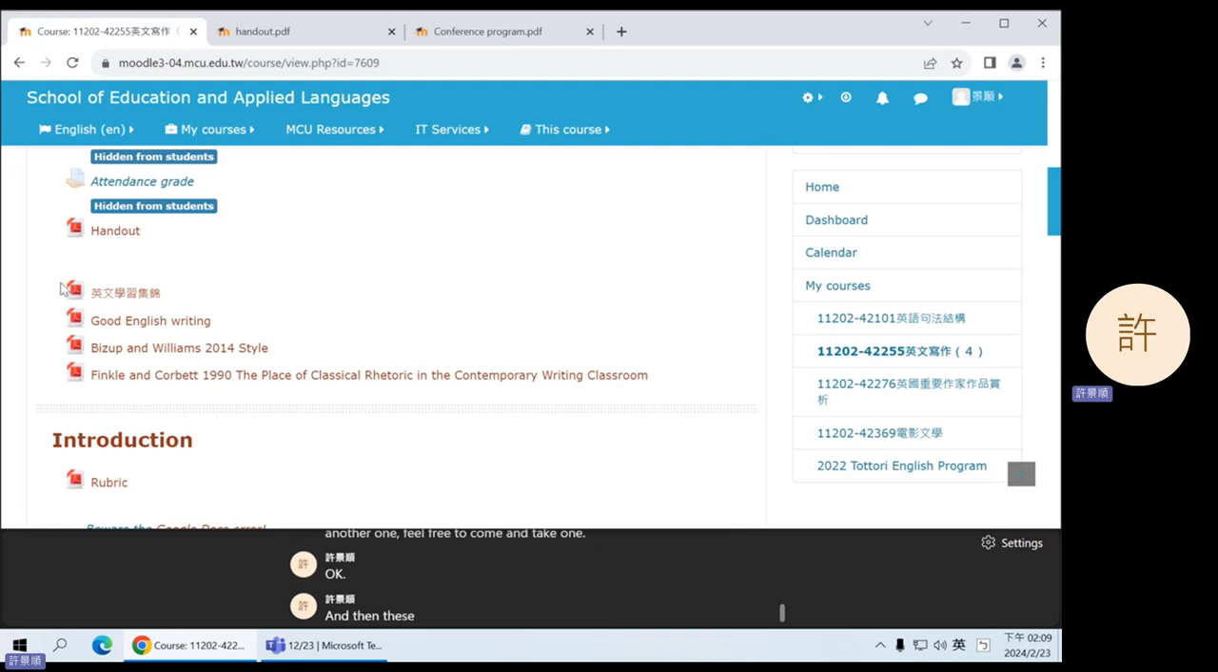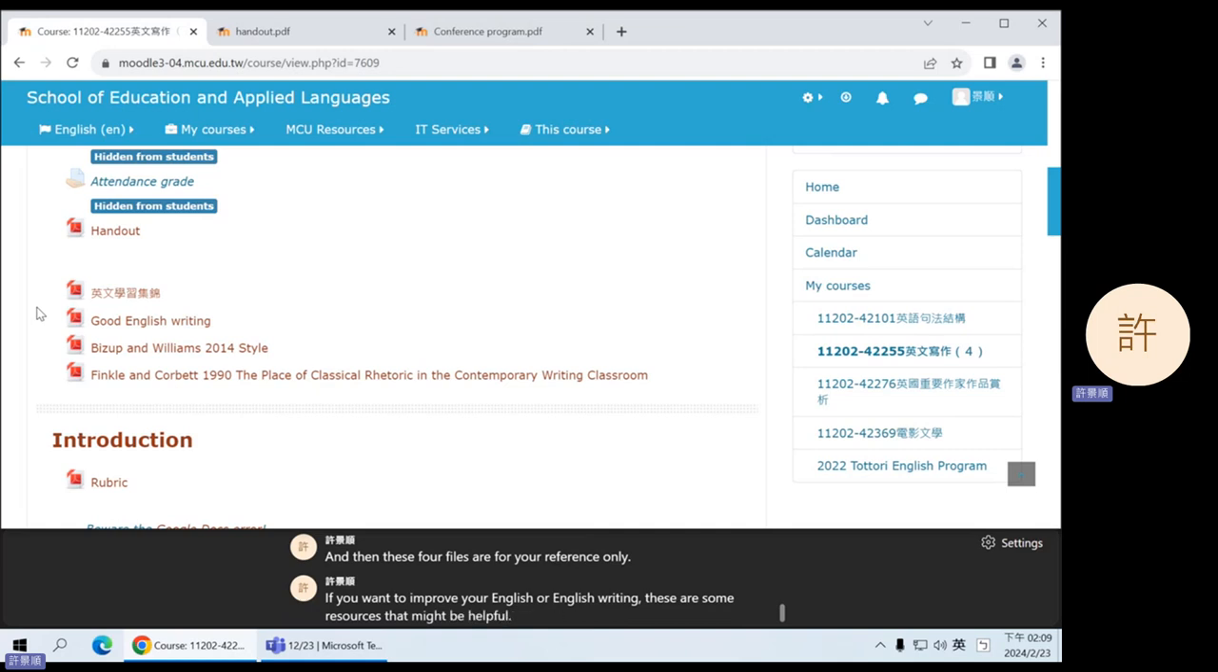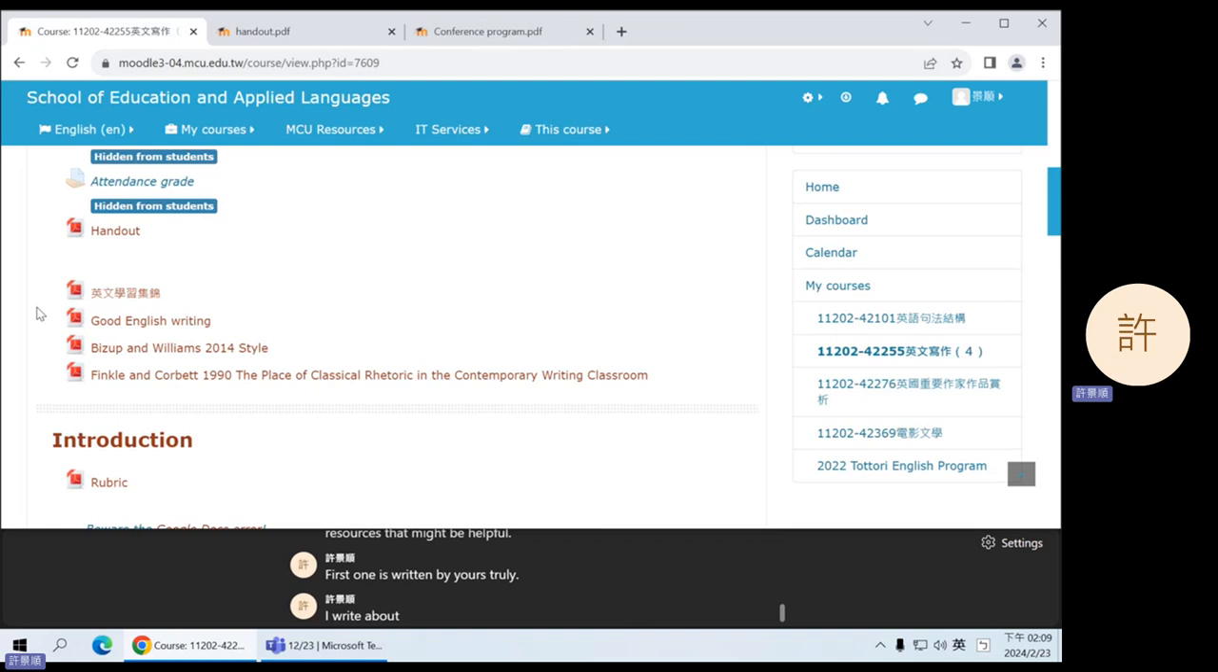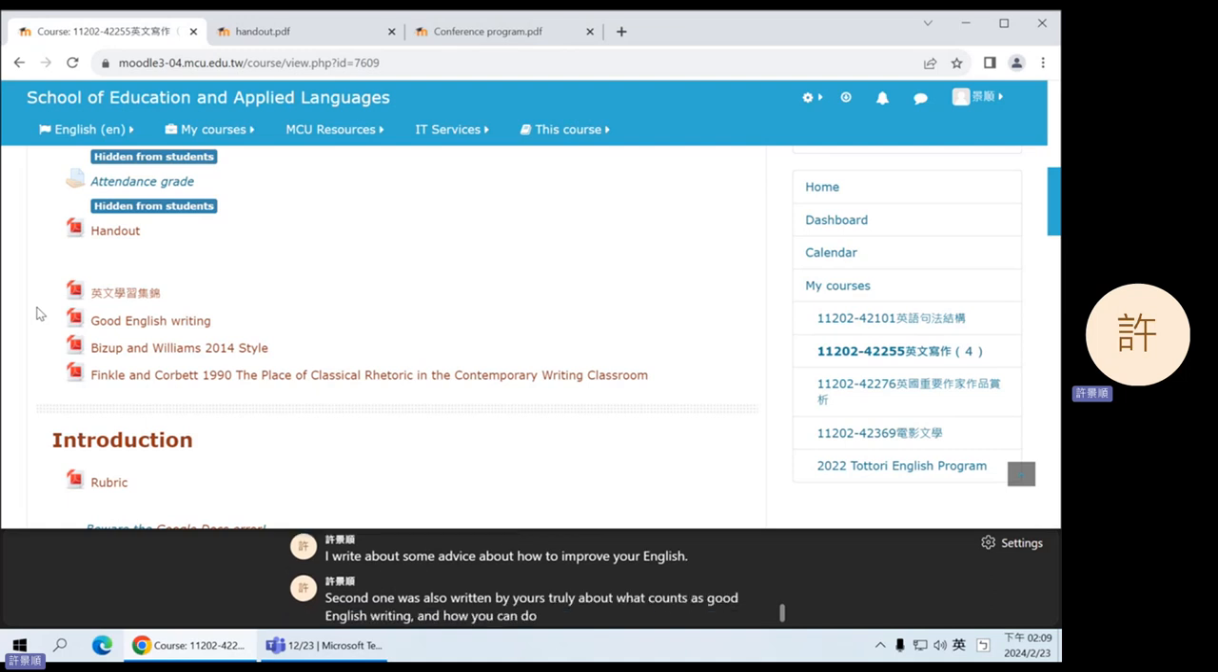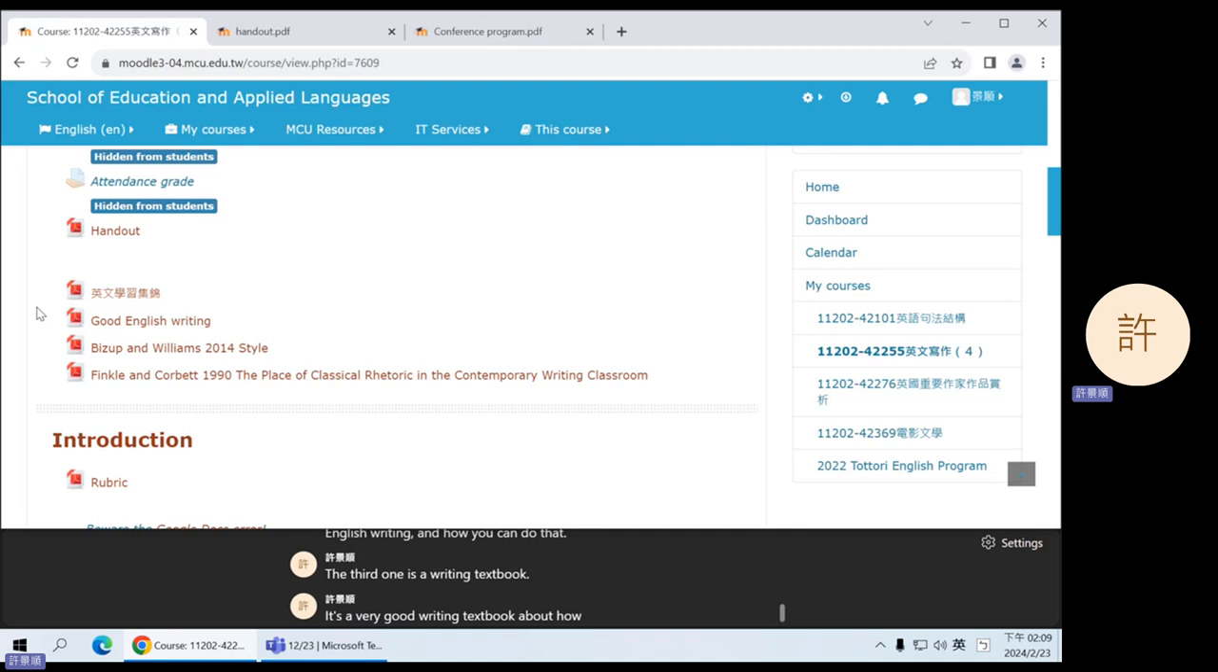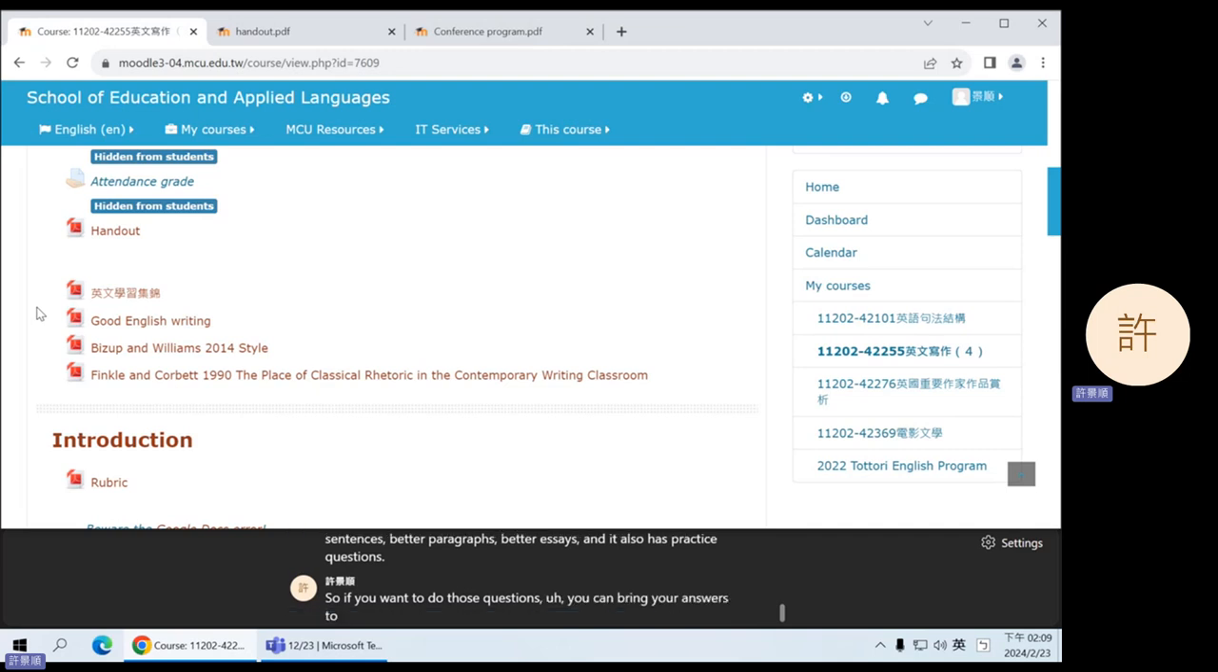Okay, and then these four files are for your reference only. If you want to improve your English or English writing, these are some resources that might be helpful. First one is written by yours truly. I write about some advice about how to improve your English. Second one was also written by yours truly about what counts as good English writing and how you can do that. The third one is a writing textbook. It's a very good writing textbook about how you can write better sentences, better paragraphs, better essays. And it also has practice questions. So if you want to do those questions, you can bring your answers to me and we can discuss them.